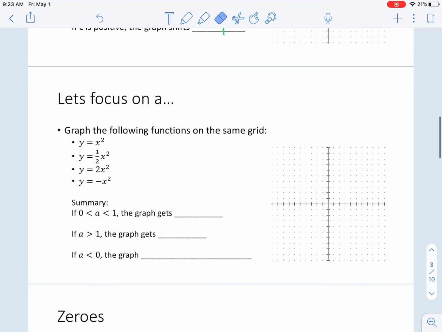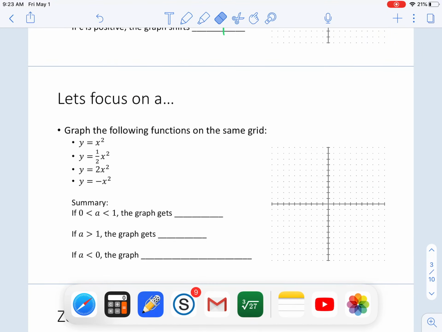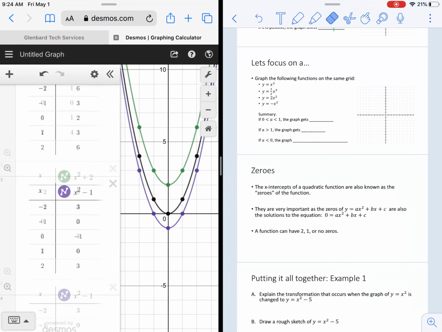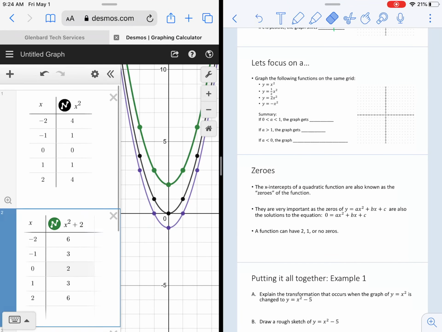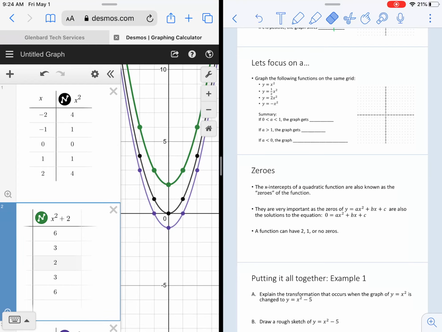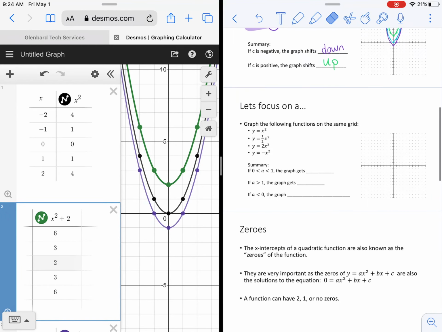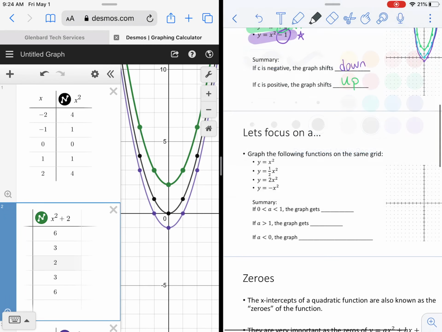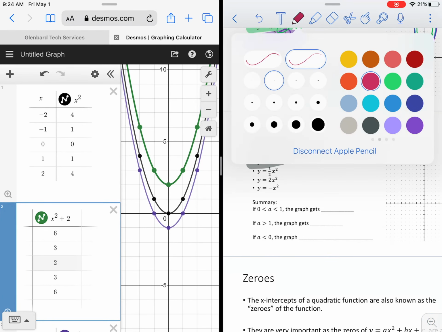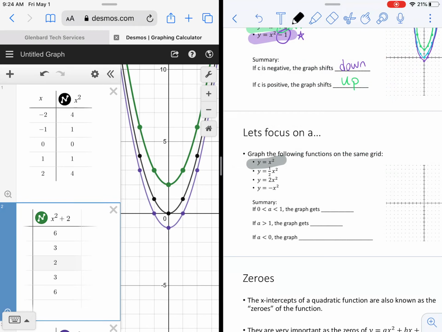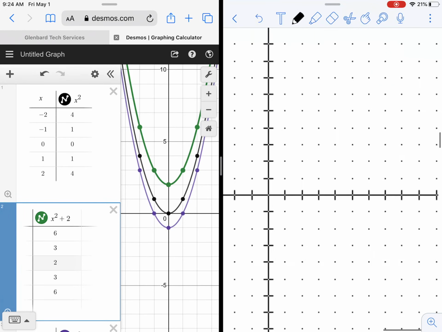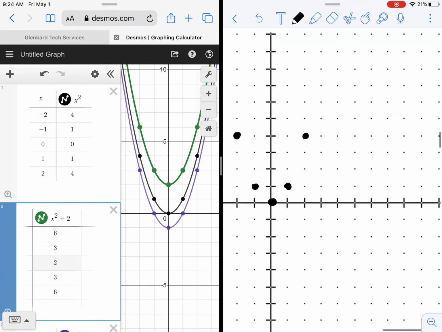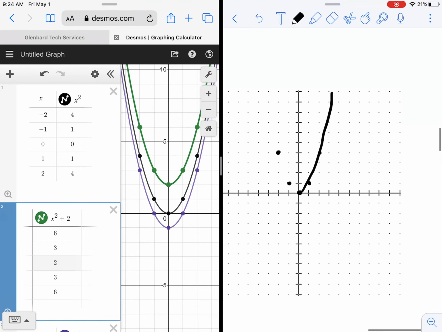We already know our x squared graph, so I'm going to pull back up our graphs. Our x squared was this first one. So I'm going to jot those down again. We'll do black since that's what this was. And we're going to get 0, 0, 1, 1, 2, 4, -1, 1, -2, 4. This is just our basic x squared graph. Our parent graph, it's called.